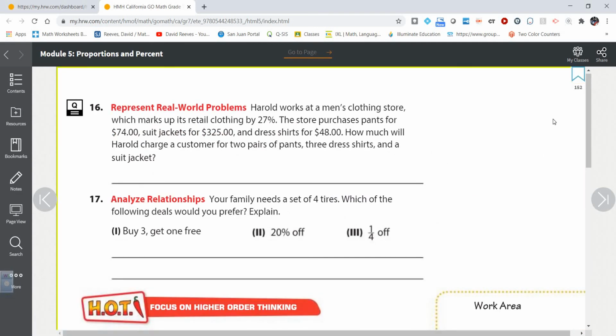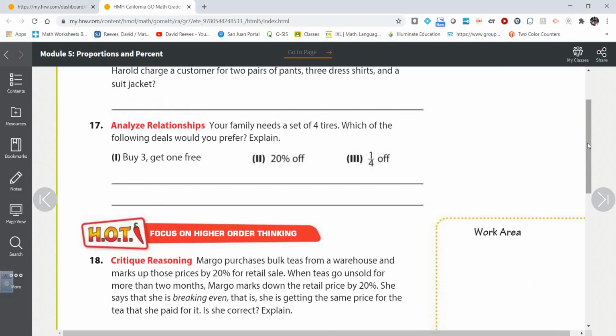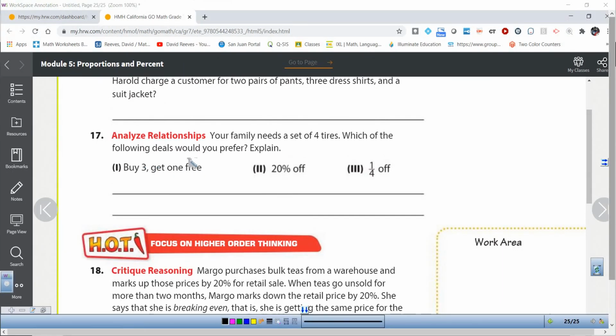Actually, you know what? I'm going to do this one right here, number 17, and then, yeah, here we go. So it says your family needs a set of 4 tires. Which of the following deals would you prefer? All right, so let's talk about what these mean. If you buy 3 and get 1 free, what percent are you saving?